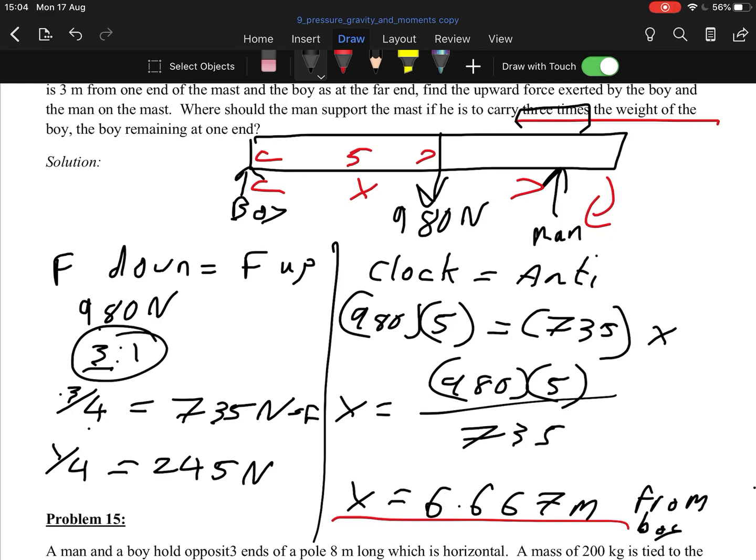Now the reason I paused there, how did I know that was wrong? Simple. My answer would have been that the man would have been 1.66 meters from the boy, which means the man would have been here, which would have made absolutely no sense. The beam would definitely fall over. So I knew straight away that doesn't make sense. The man would have to be above the halfway point. So I just redid the maths quickly. Sometimes you'll notice it. If it works out that they're way too close together, that's wrong. You know straight away that's wrong. So just check your maths very quickly.